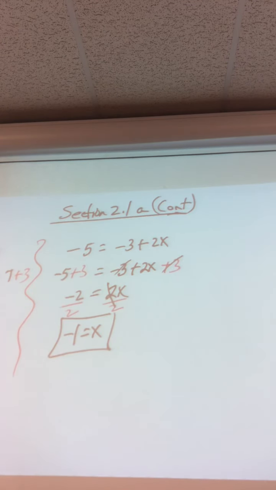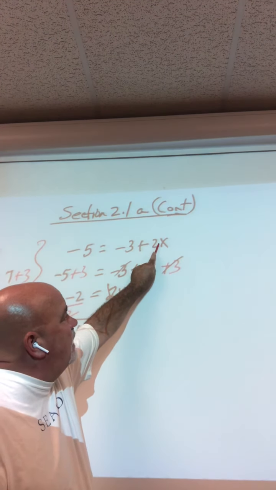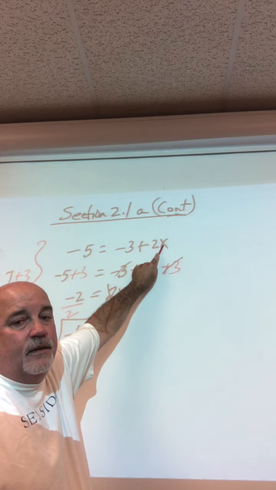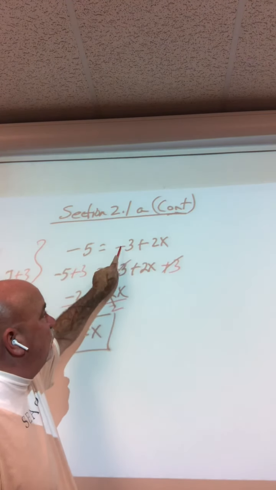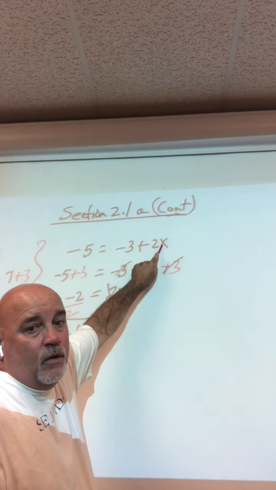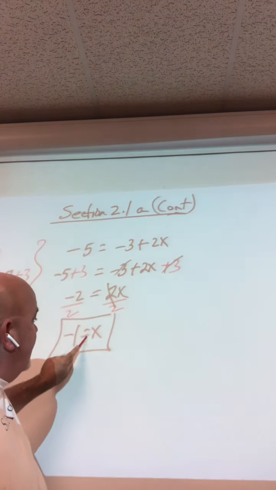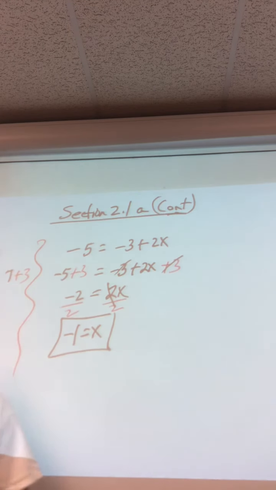And just to show you again right quick that this is the solution, watch. Let x be negative 1. What's 2 times negative 1? Negative 2. If you lose 3 and then you lose 2 more, what have you done? You've lost 5. So that is the solution. That is the only solution to the problem. All right.